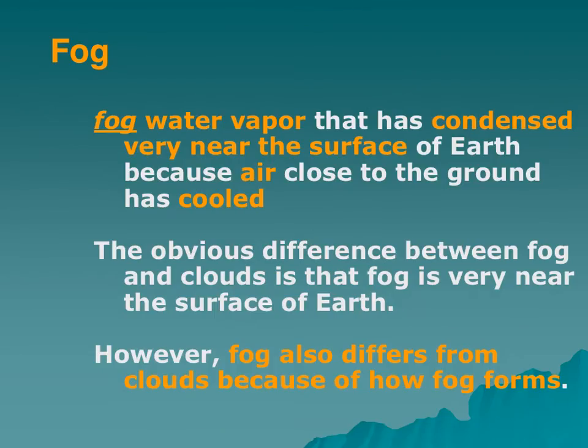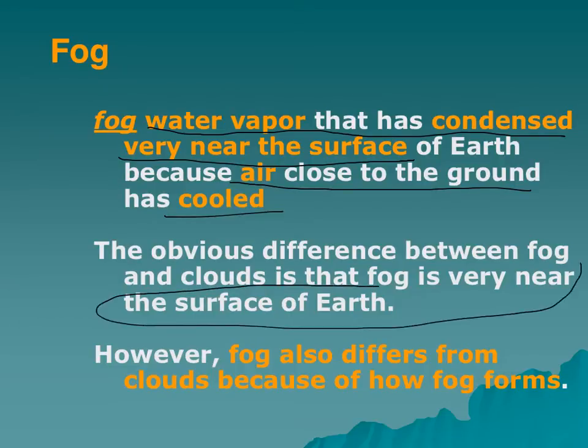We're going to start with fog. Now, clouds are water vapor that condensed up in the atmosphere, usually above 2,000 meters or so. However, fog is water vapor that has condensed very near the Earth's surface. And the whole reason for this is that the air close to the ground has cooled. The big difference between fog and clouds: fog is near the surface of the Earth. Clouds are up in the air.